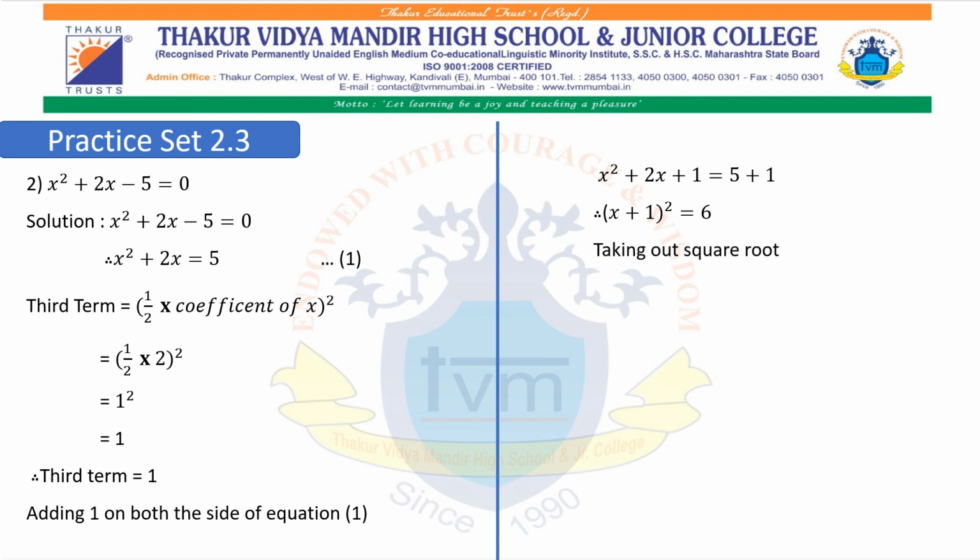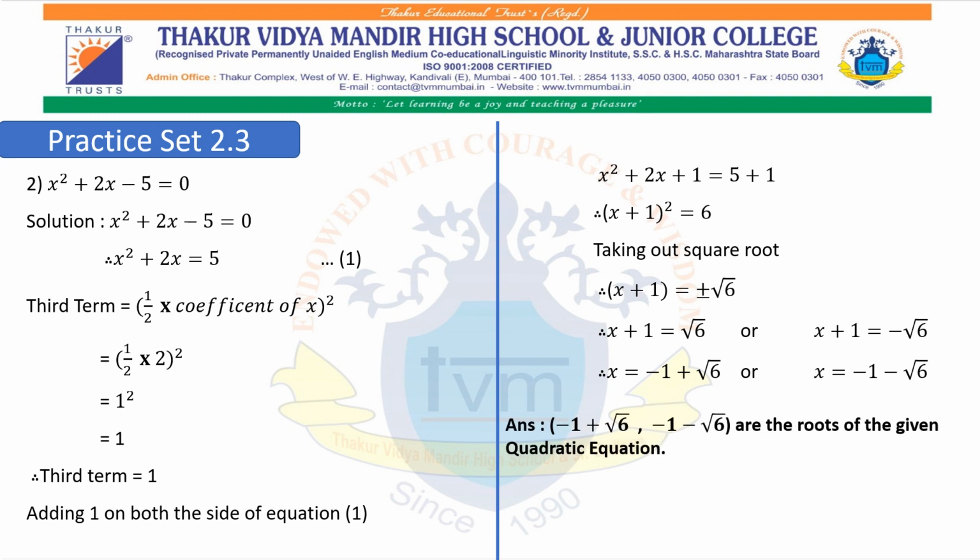Now taking out the square root, we will get x plus 1 equals to plus minus root 6, as 6 is not a perfect square of any number, which will be written as root 6. Now we will separate the positive and the negative sign. It will be written as x plus 1 equals to root 6 or x plus 1 equals to minus root 6. Again plus 1 from both the equation will be shifted to the right hand side and will be written as x equals to minus 1 plus root 6 or x equals to minus 1 minus root 6. Therefore our final answer will be minus 1 plus root 6 or minus 1 minus root 6 are the roots of the given quadratic equation.